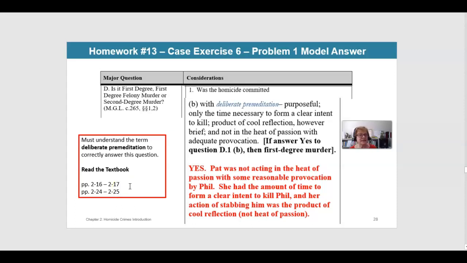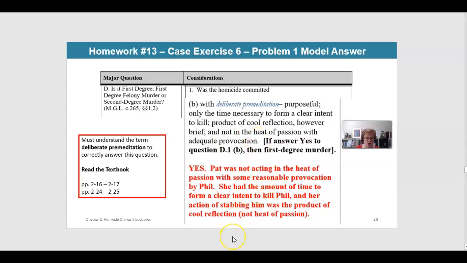It doesn't take much. It's a momentary clear thought, a moment when there is not heat of passion and adequate provocation. If Pat had been jumped by Phil and was in the heat of passion, and the provocation was he jumped her and she pulled out a knife, that would dramatically change the circumstances in the case and would possibly eviscerate deliberate premeditation. And if we see a killing that has occurred in heat of passion with adequate provocation, then we may be looking at manslaughter instead of murder.